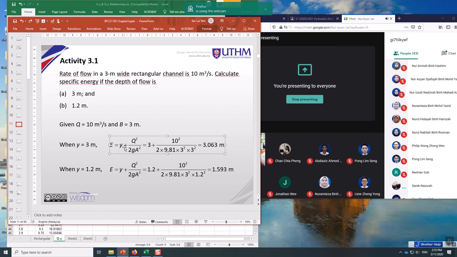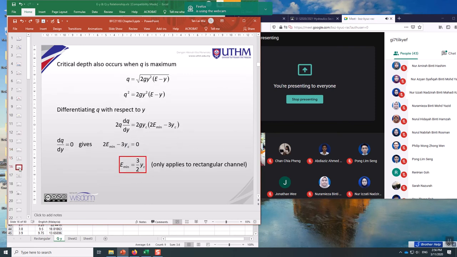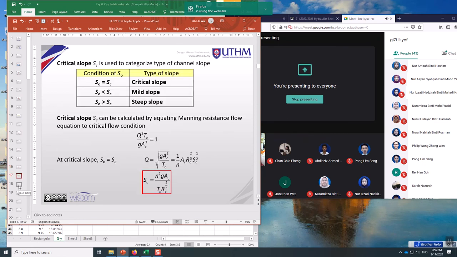Yes. Okay. Now, another question for Izati, Nazira. Izati, can I use this equation to get my E min for rectangular channel? Yes. Alright, you are right. Yes, this expression can be applied for all shapes, only those that we have simplified, right? It only applies if it involves discharge per unit width, which is only simplified for rectangular channel.